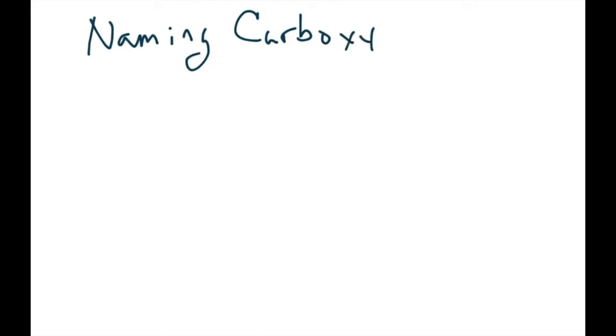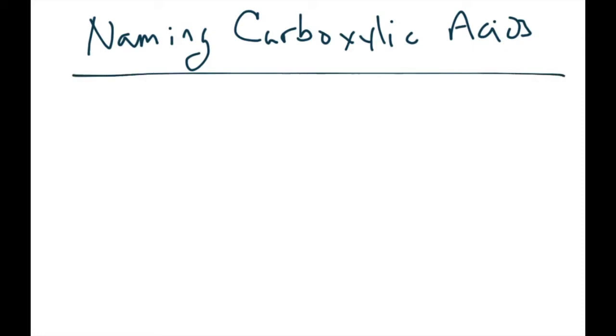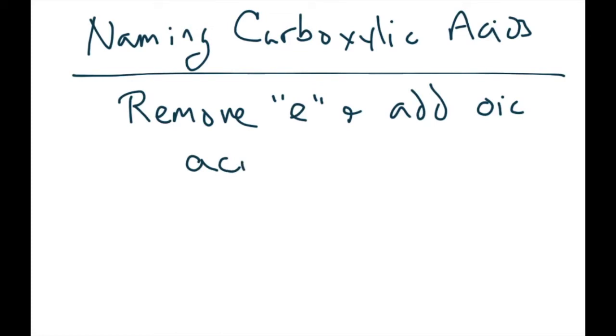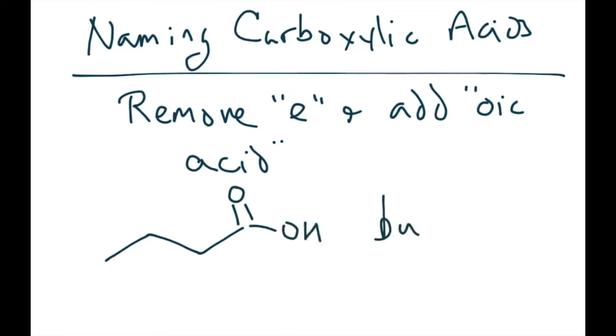So now we're going to talk a little bit about naming. The naming for these is pretty easy. You're going to remove the E from the hydrocarbon name and add oic acid. I guess I should have given you the slide there, but I have faith in you. So this has 4 carbons. It's going to be butanoic acid.